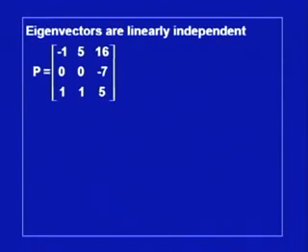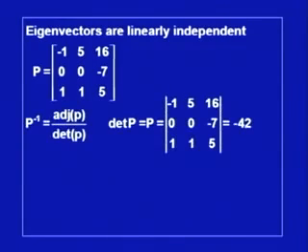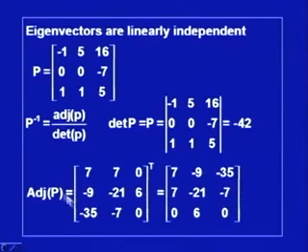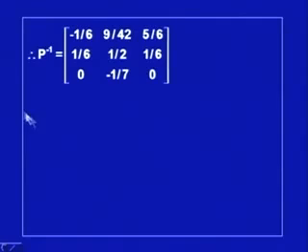Now, since this matrix is invertible, consisting of linearly independent eigenvectors, we have to find its inverse, and its inverse is adjoint P divided by determinant P. So, let me first calculate determinant P, and this comes out to be minus 42, and we calculate the adjoint P as this matrix of subdeterminants. We take the transpose, and it can be easily verified that this is the adjoint of P, and once we get this adjoint, we can write down P inverse as this matrix.